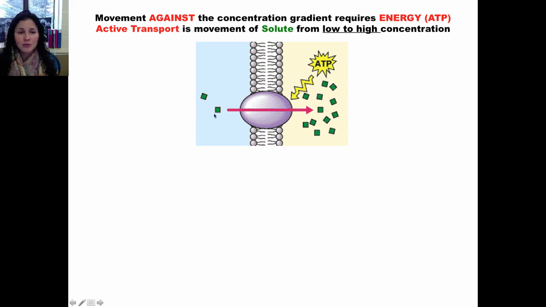So when you're moving things from low concentration to high concentration, it's moving against a concentration gradient, and it requires energy. In the cell, energy is in the form of ATP. This is called active transport because it requires energy. Anytime you move solute molecules against a concentration gradient, it will require energy, and it will be active transport.